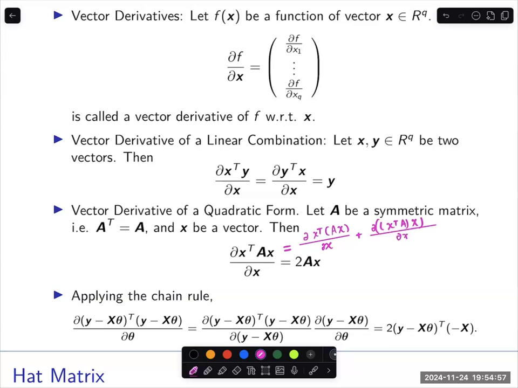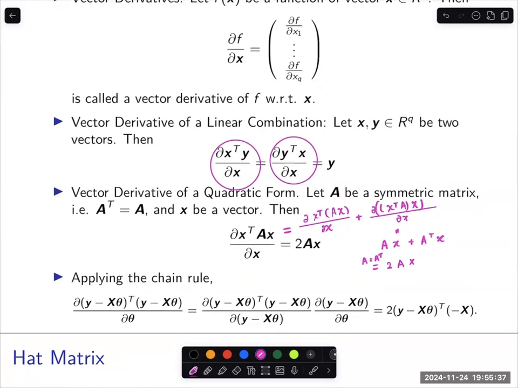And just as what we have previously discussed, this is just equal to AX plus A transpose X, okay? So the first one uses the first expression and the second one uses the second expression. And the result is going to be 2 times AX, since A is the same as A transpose.